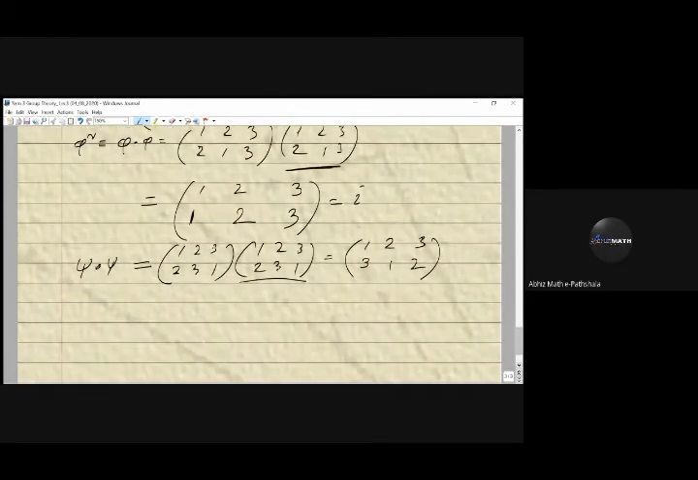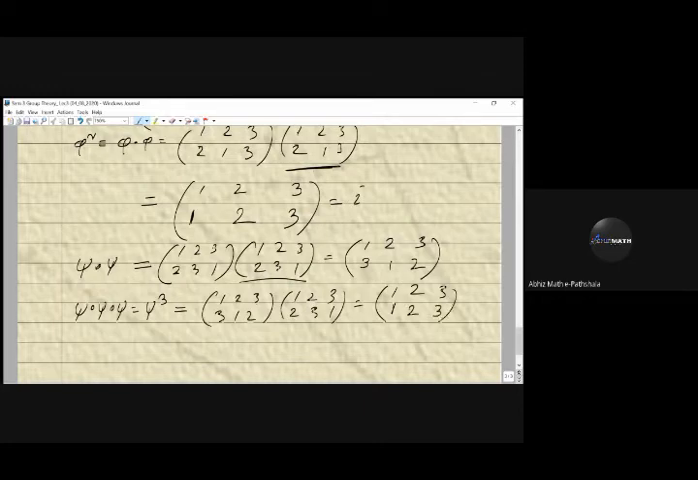Okay, again we compose with psi, you can denote it by psi cube. So then you have 1 2 3 3 1 2, and just put 1 2 3 2 3 1. Then you will see that, so 1 goes to 2, 2 goes to 1, 2 goes to 3, 3 goes to 2, 3 goes to 1, 1 goes to 3. Okay, fine. So it gives the identity again. So psi cube is identity.